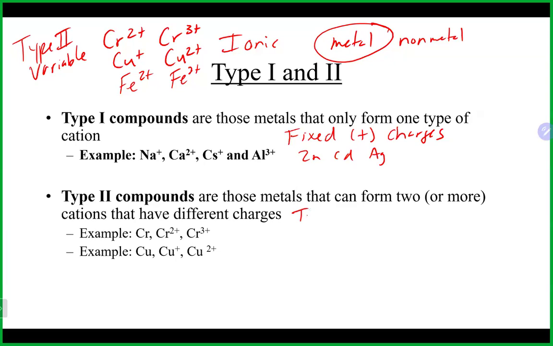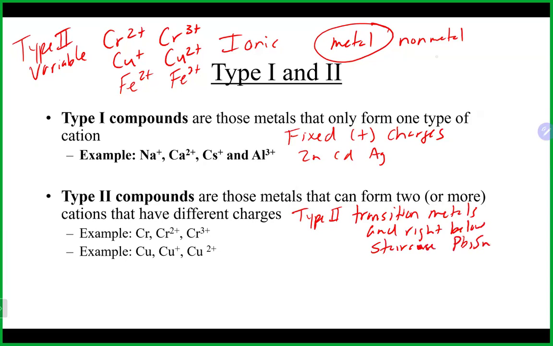So our type 2 are typically transition metals, except for obviously zinc, cadmium, and silver, and just to the right, below the staircase. What I mean by that is things like lead and tin and so forth. If you look at the periodic table, there's our transition metals, there's our staircase. These in here are pretty much our type 2.